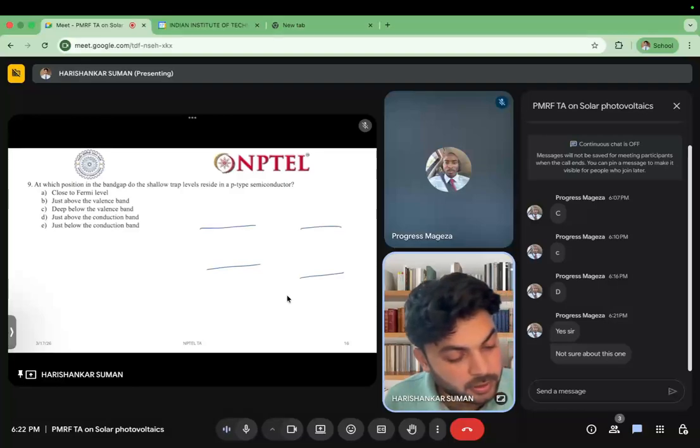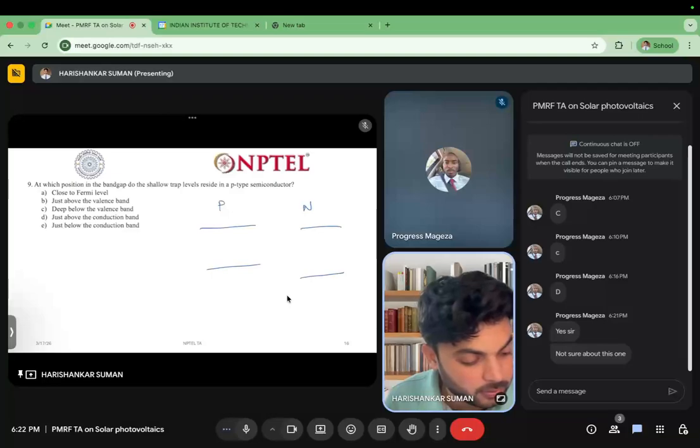Two types of semiconductor: p-type and n-type. In p-type, the Fermi level is toward the valence band. This is EF for p-type, and this is EF for n-type.